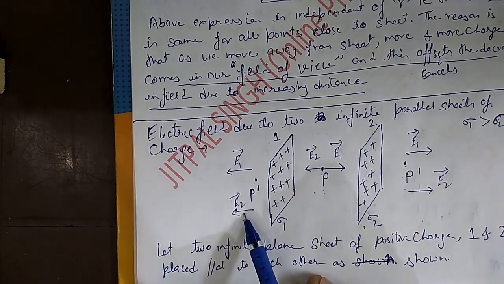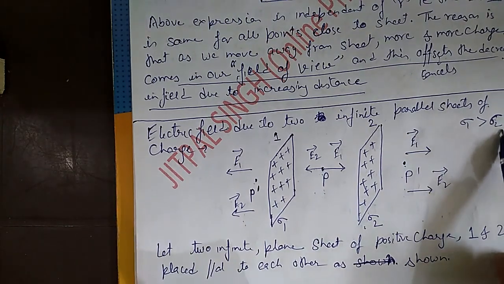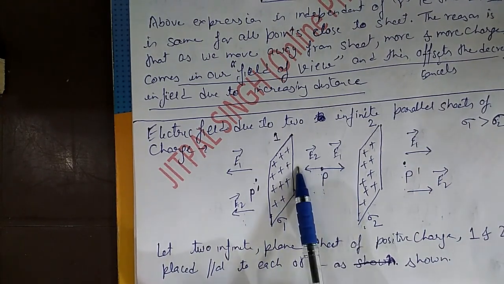And for point P dash, the electric fields will be the sum of the two fields. Keeping in mind sigma 1 greater than sigma 2, so E1 will be greater than E2.